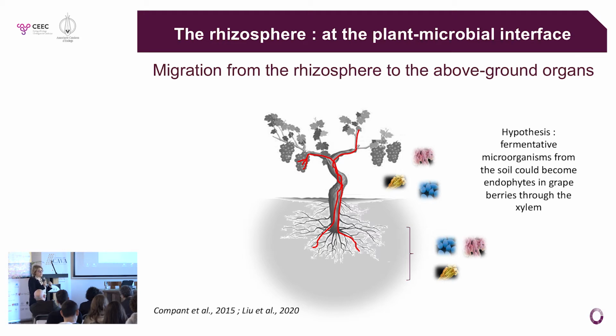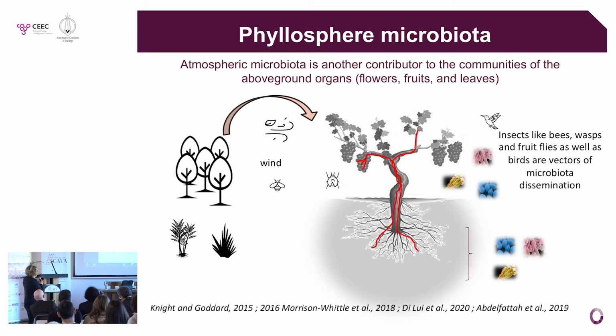There is also some evidence that during the winter period, soil is a kind of primary reservoir for yeast and bacteria. Those fermentative microorganisms could survive in the soil during the winter period and then be disseminated to the aboveground organs during the vegetative growth of the vine. Another very important compartment for microbiota is the phyllosphere.